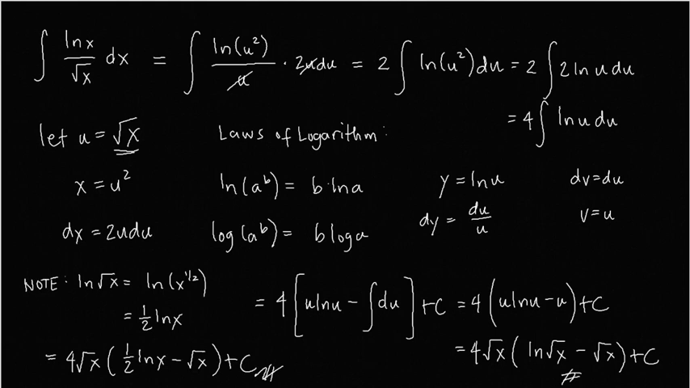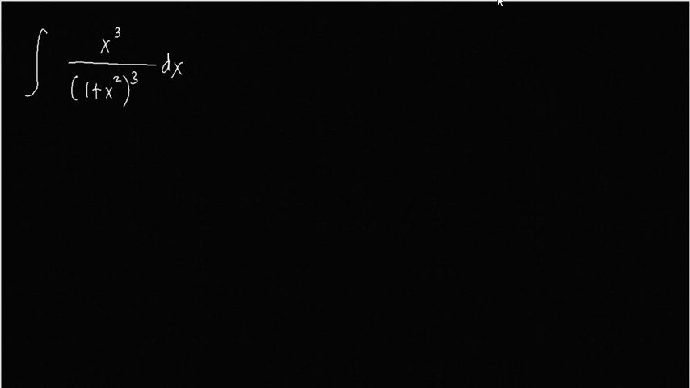Right, so let's proceed to our problem number 9. For our next problem, we have the integral of x cubed divided by 1 plus x squared, the quantity cubed, dx. So to get rid first of this one, yung 1 plus x squared, so we will let u equal to 1 plus x squared. So that du is equal to 2x dx. From here, we can say that x squared is equal to u minus 1.